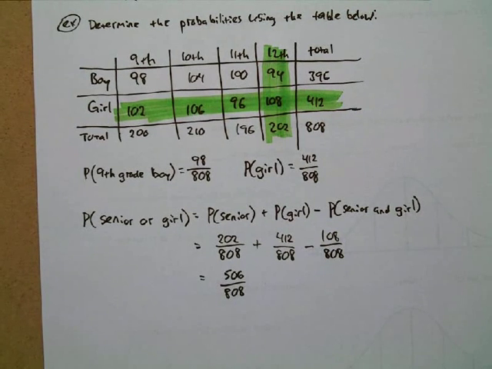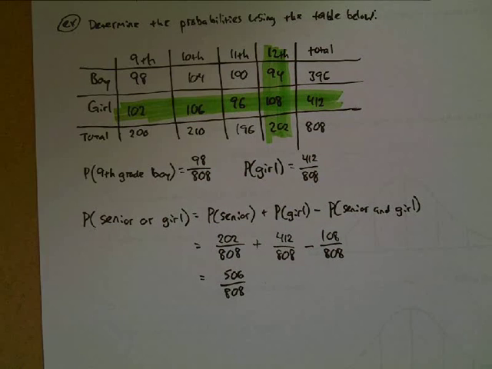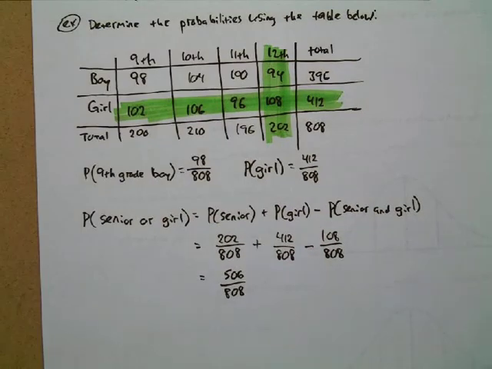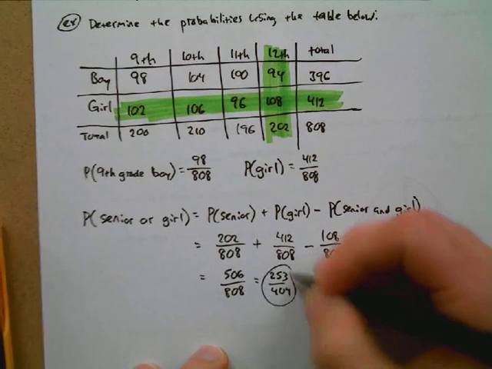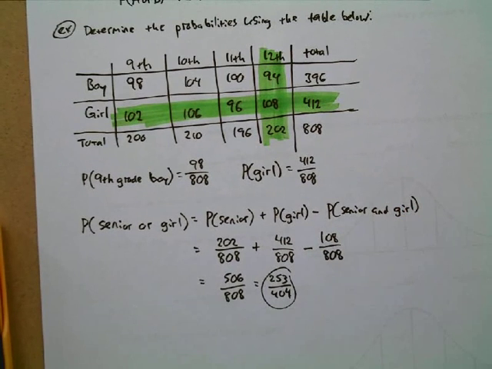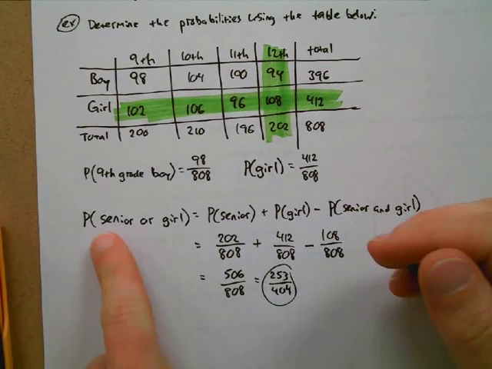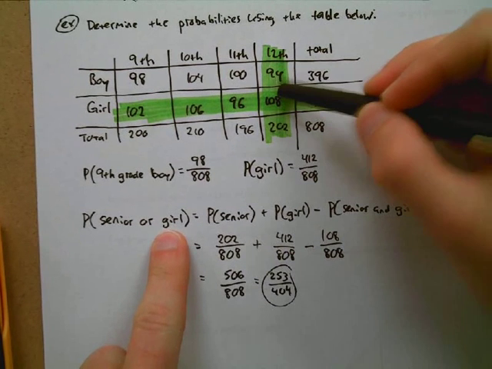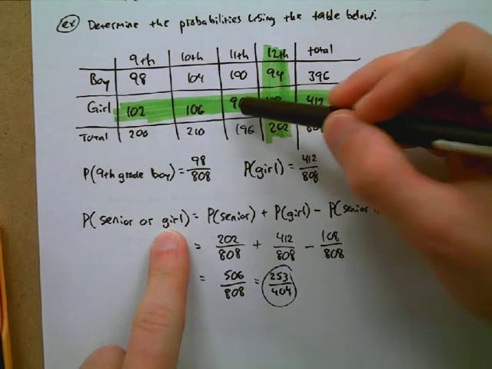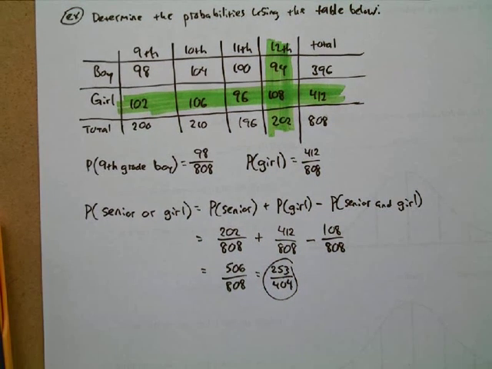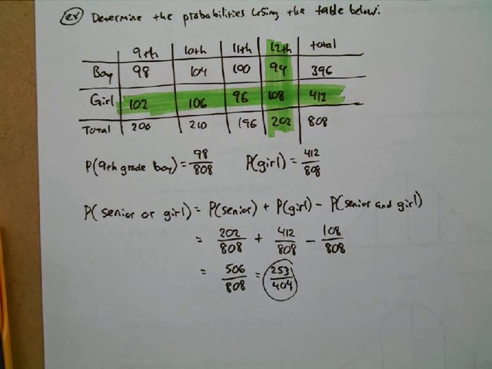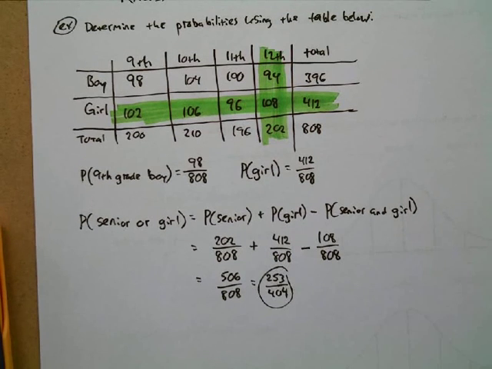Oh, my calculator's in my bag. Oh, there it is. 506 divided by 808, and it reduces to 253 over 404. You also could just, for the probability of senior or girls, add up this number, this number, this number, this number, this number. You could do 94 plus 108 plus 96 plus 106 plus 102, and then put it out of 808 that way too. Your choice. That's just an example there with a table. Questions on any of that?